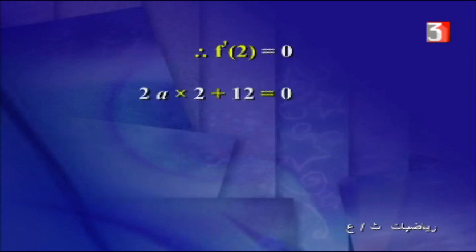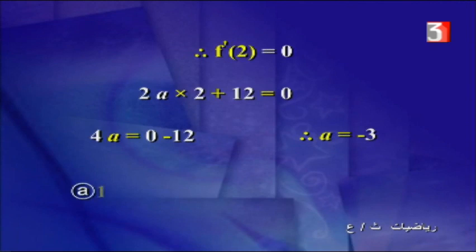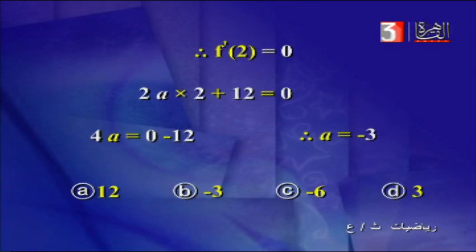Then 2a multiply 2 plus 12 equals 0. Then 4a equals 0 minus 12, then 4a equals negative 12, divided by 4, then a equals negative 3, then we can choose the answer B. Then when the function has a critical point, the constant a must equal negative 3.